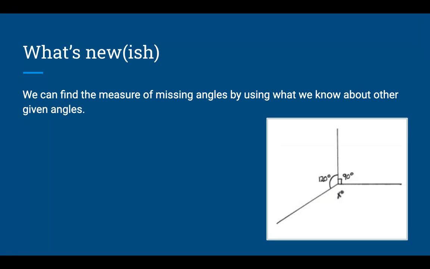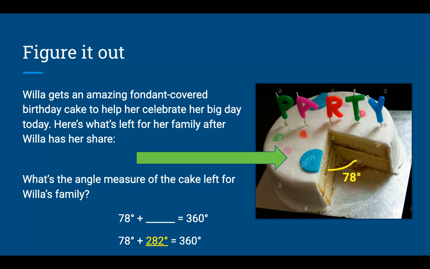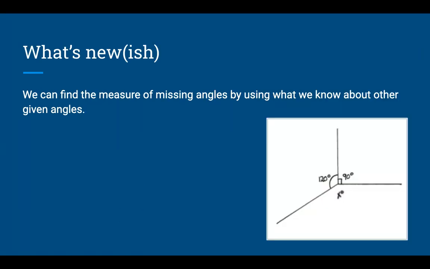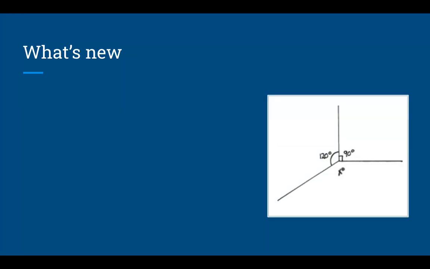Okay, so what's new or new-ish? We can find the measure of missing angles by using what we know about other angles. Like in the figure it out problem, it wasn't told to us that a full turn is 360 degrees, but we know that now based on our study of angles and what we know about how angles work. So we can use that type of information to find the measure of missing angles. We're going to do that kind of work today, so get ready. Here's an example.